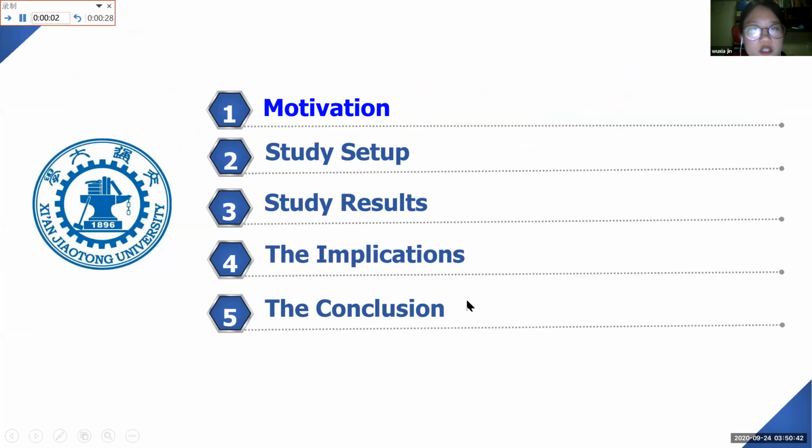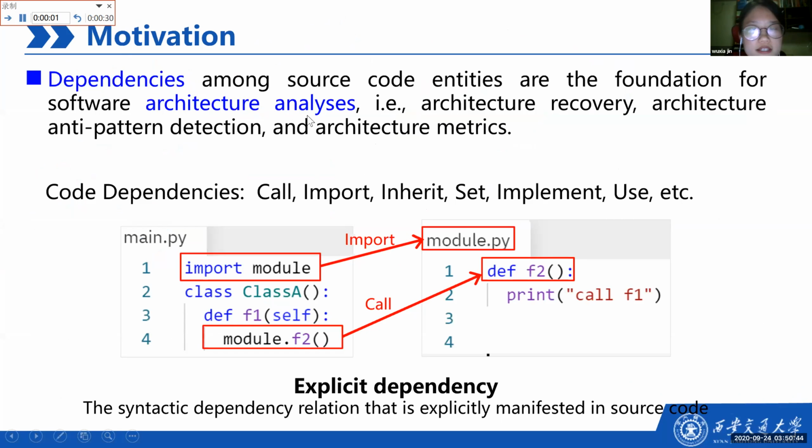I will introduce our work about exploring the architectural impact of possible dependencies in Python software. Our work motivation is that dependencies among source code entities are the foundation for software architecture analysis, such as architecture recovery, architecture anti-pattern detection, and architecture metrics. Code dependencies include call relation, import relation, inherit relation, and so on.